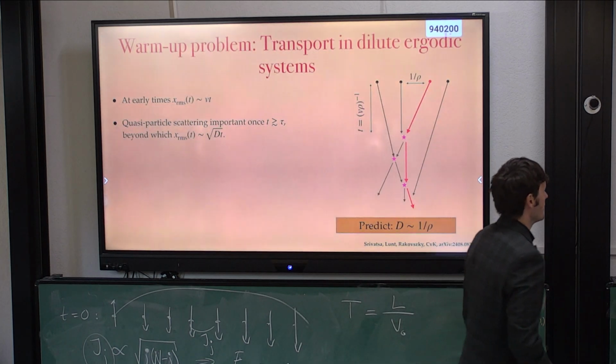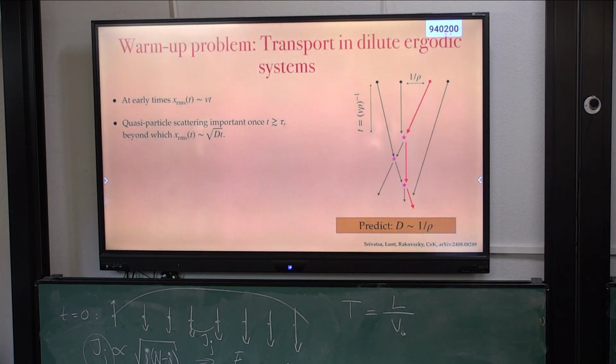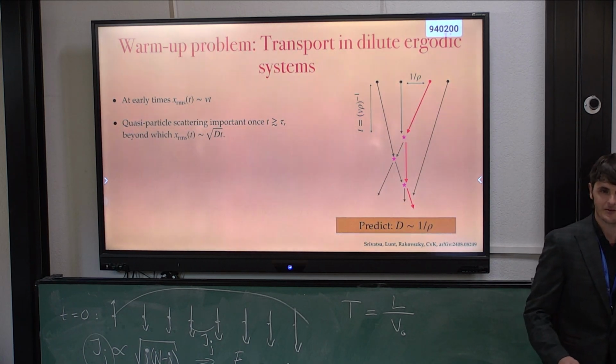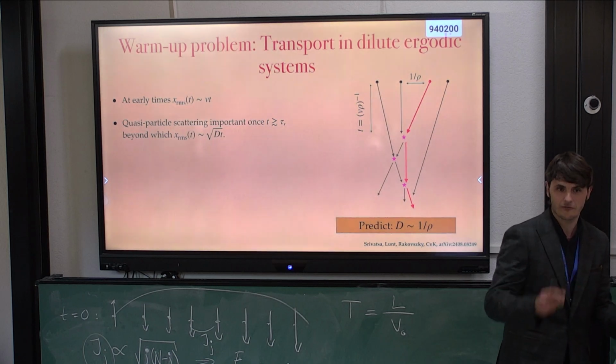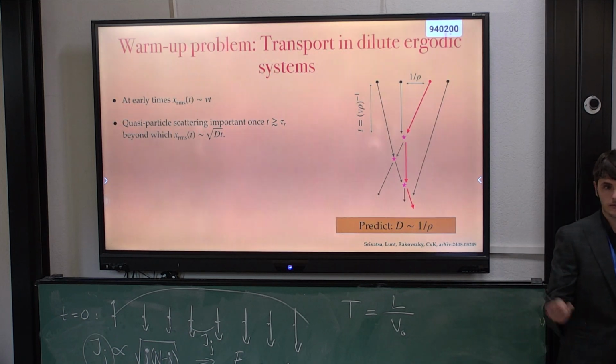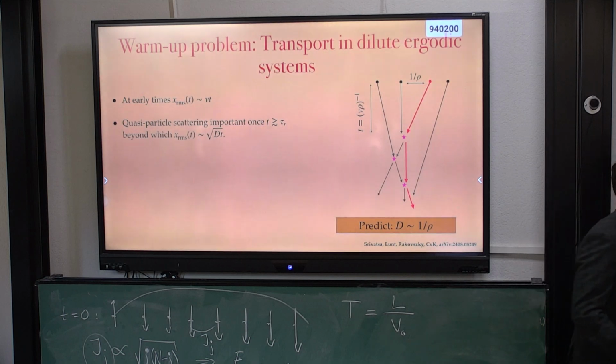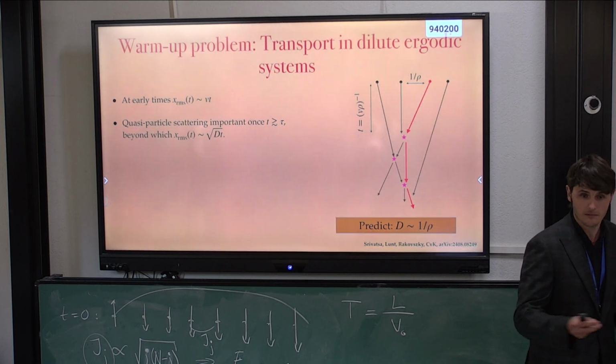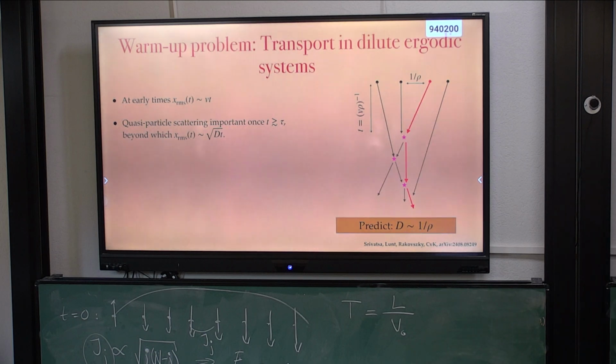Okay, so warm-up problem. The analytic model that I'm going to have for this is very grossly simplified. I'm just going to imagine a gas of particles that are able to relax momentum. And they're at very low density, so they're very, very widely separated. And I'm just going to ask how far does a marked particle spread in the system as a function of time, and I'm going to come up with various constraints relating D and the quasi-particle scattering time in the system.